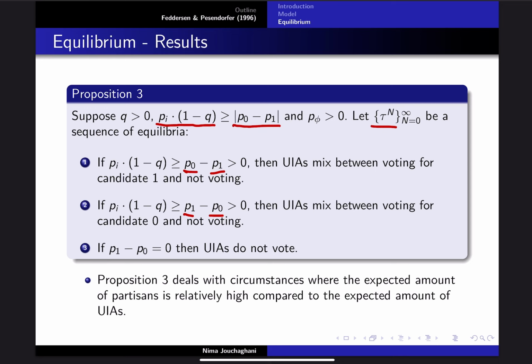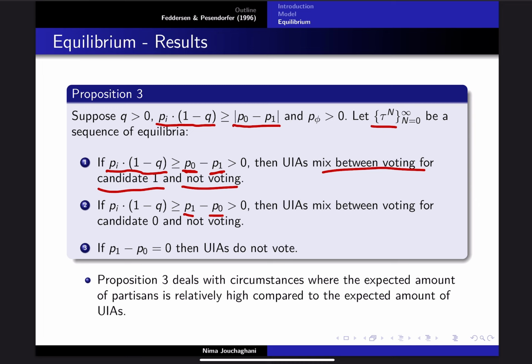And what we have is that if the expected amount of 0 partisans is strictly larger than the expected amount of 1 partisans, and there's a large expected number of uninformed independent agents, then the uninformed independent agents mix between voting for candidate 1 and not voting, which means that they either vote for candidate 1 or they do not vote at all. But as I said, they don't vote for candidate 0.